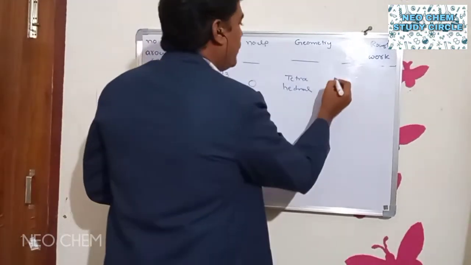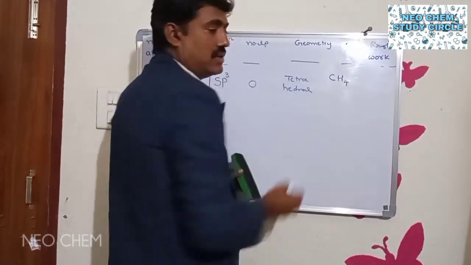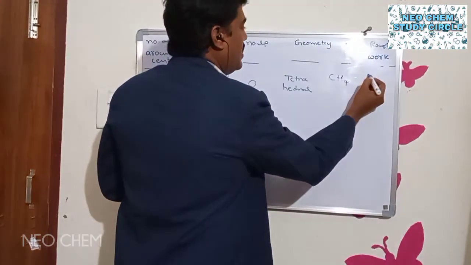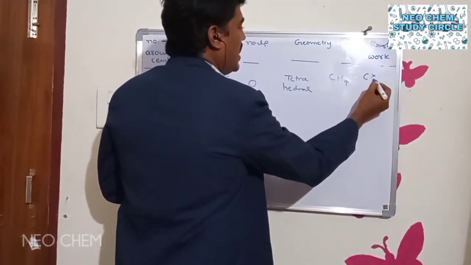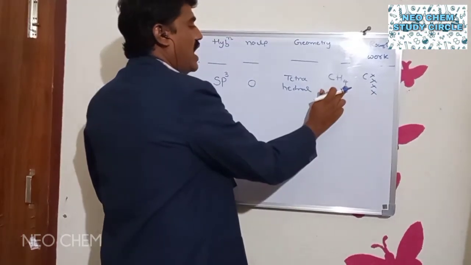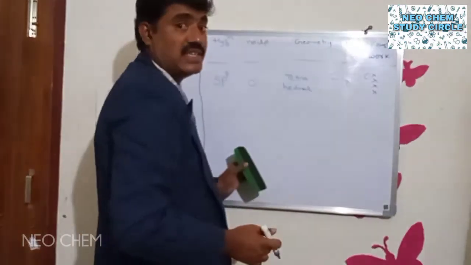For example, CH4, methane. Here the central atom is carbon. It should have 4 valency electrons. Next, there are 4 hydrogen atoms with carbon. Each hydrogen atom's valency is 1.